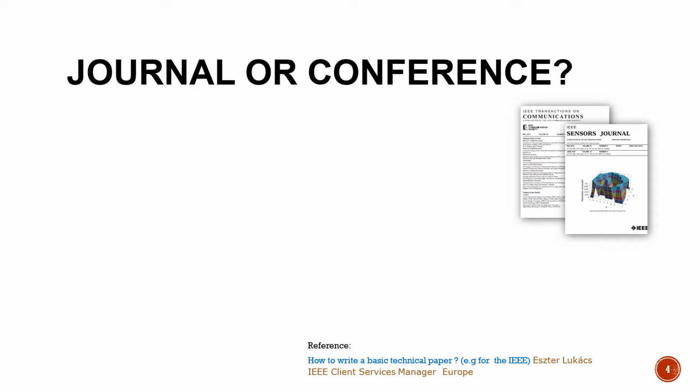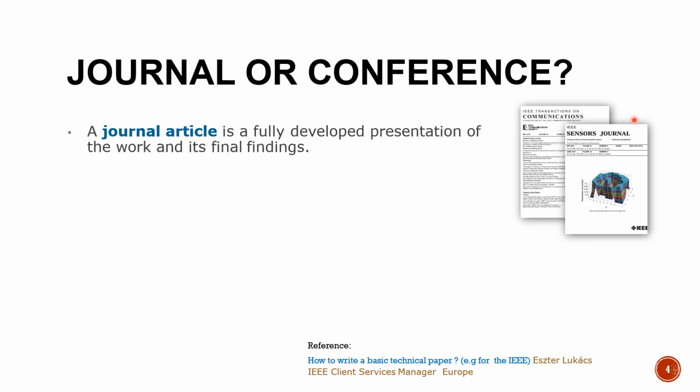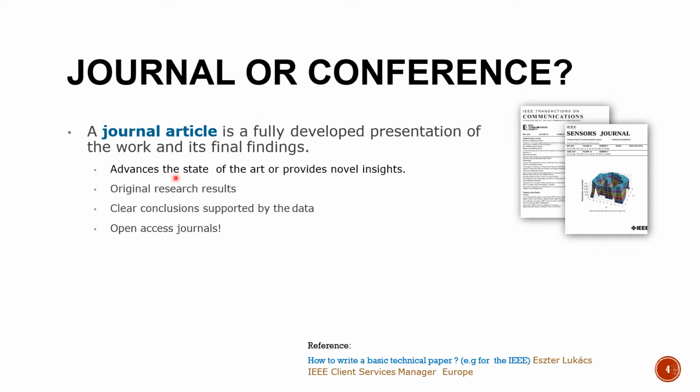Journal or a conference. Where should I publish my work? In a journal or a conference? I'm showing here in the slide two examples: the IEEE Transactions on Communications and the IEEE Sensors Journal. These are just two journals that I'm interested in. You can see how the hard copy of a journal looks from outside. A journal article is a fully developed presentation of the work and its final findings. For example, if you are looking for a certain medication for a certain virus, and you have done all the testing and have all the results, you can present your work in a journal because it is fully developed and has reached the final stage.